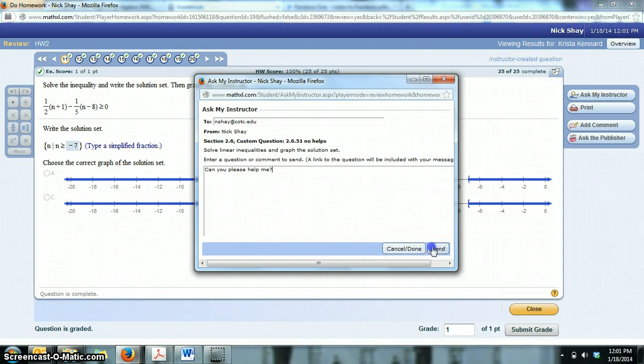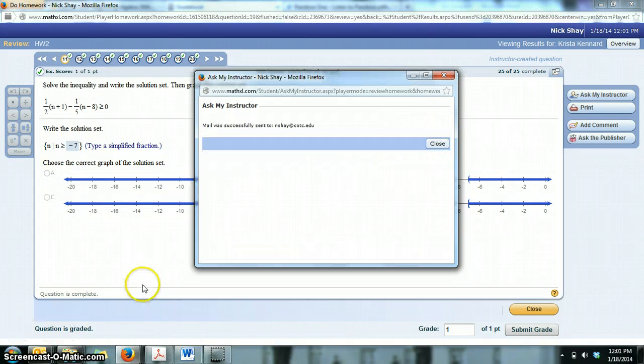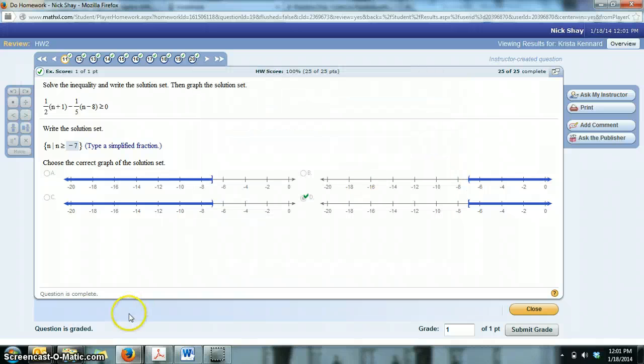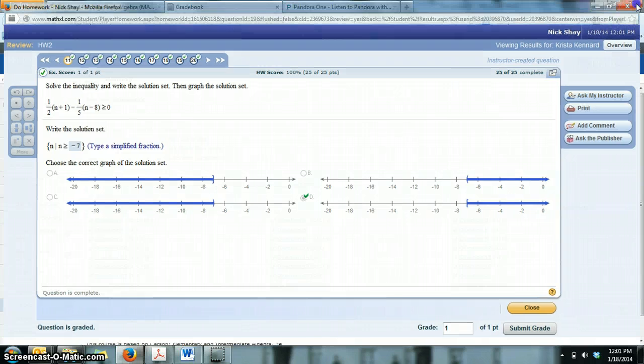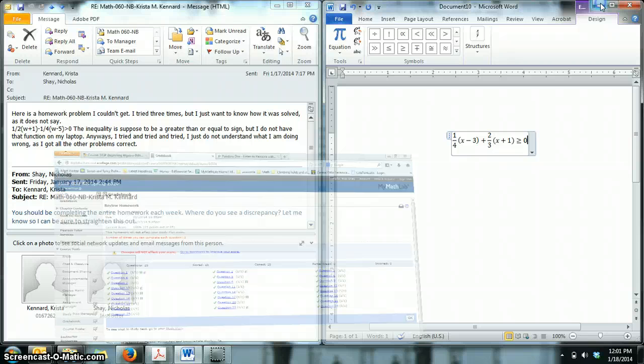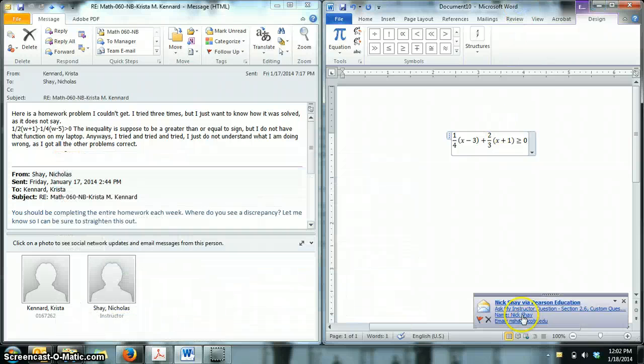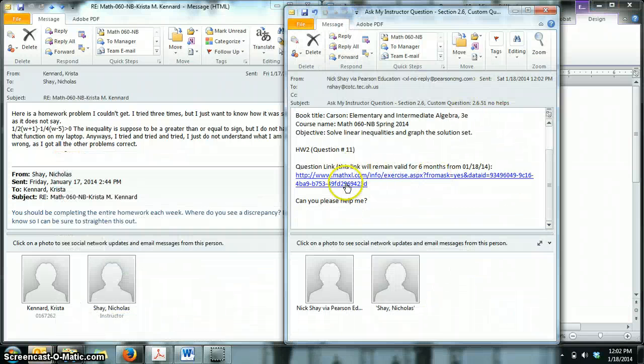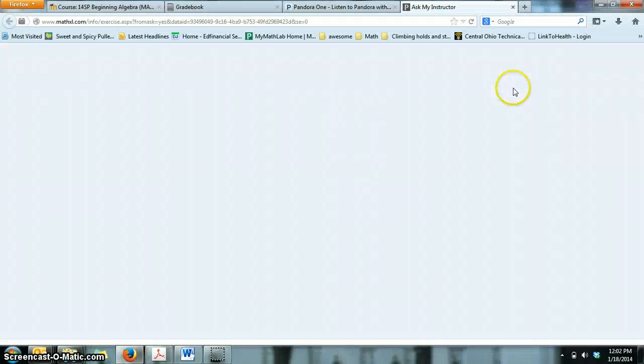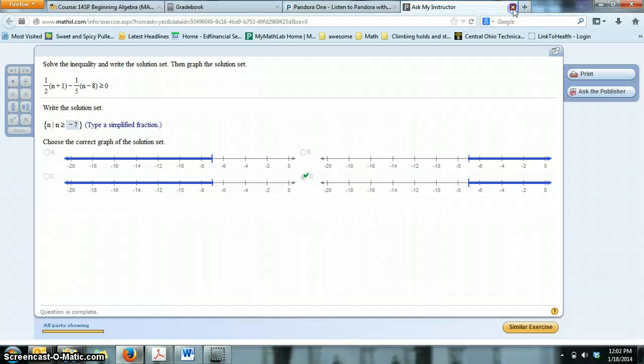When you send this, the reason I really enjoy this feature is that it's going to send me a link to the exact problem you're working on, and I'll show you what that looks like on my end. But do use this button in MyMathLab. It makes it a lot easier for me to see the exact same problem, and you don't have to type it in. I don't have my Smart Pen with me. So here's what it looks like on my end, and it gives me a specific link to your problem, which is really helpful for me.